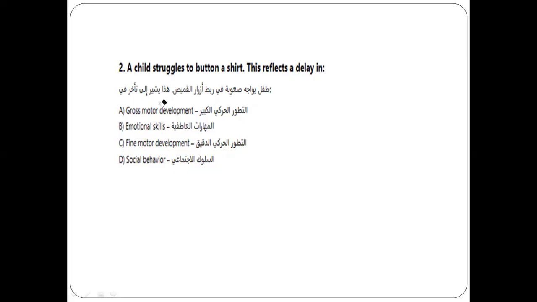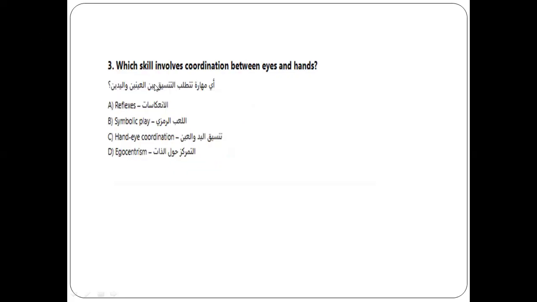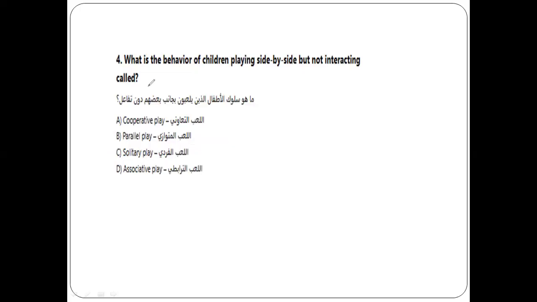Moving to the next. You can practice and search about these things, okay? Which skill involves coordination between eye and hand? Hand-eye coordination. This is the term we are using, hand-eye coordination, okay? You should know what hand-eye coordination is. Then, what is the behavior of children playing side by side, not interacting, called? We discussed parallel play and cooperative play. Cooperative play means interacting. Parallel play means playing alone.